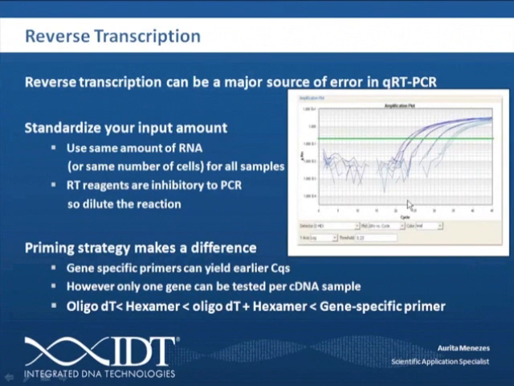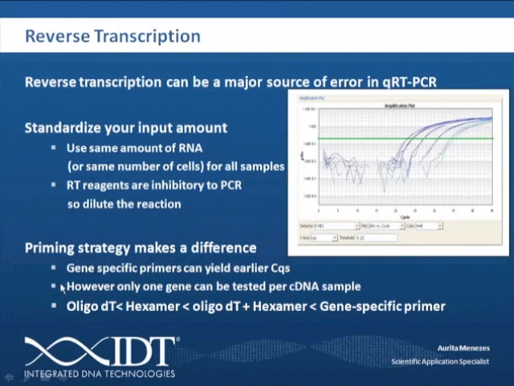Finally, reverse transcription can also be a source of error because you need to make sure to use the same amount of RNA for all your samples, as well as keep in mind that sometimes if you don't dilute your RT reaction enough, the RT reagents themselves are inhibitory to PCR. As you can see, this is a 10-fold dilution, but because of the highest concentration of cDNA, the CQ is inhibited and it comes up later, as opposed to when the cDNA gets diluted and you get the 10-fold separation of your CQ values.